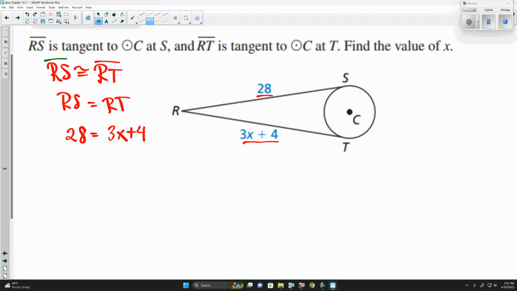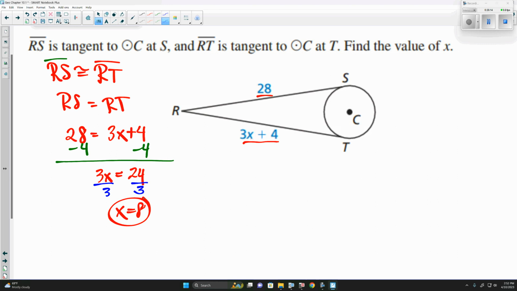And now we can just solve. So the first thing we can do is subtract 4, telling us that 3x is equal to... divide by 3. Do we need to plug it back in just to find x? Even if we did, we know that RT would be what? 28, because the other side is 28.